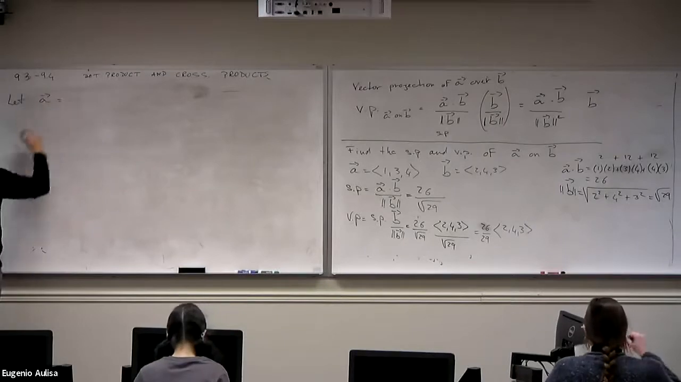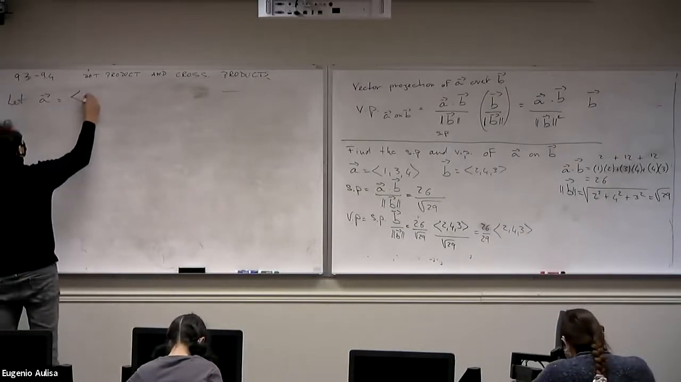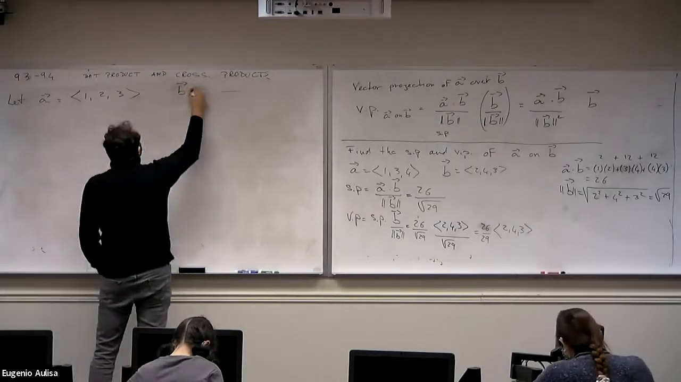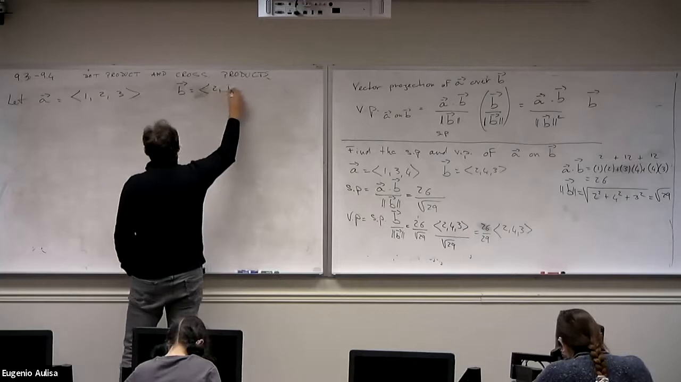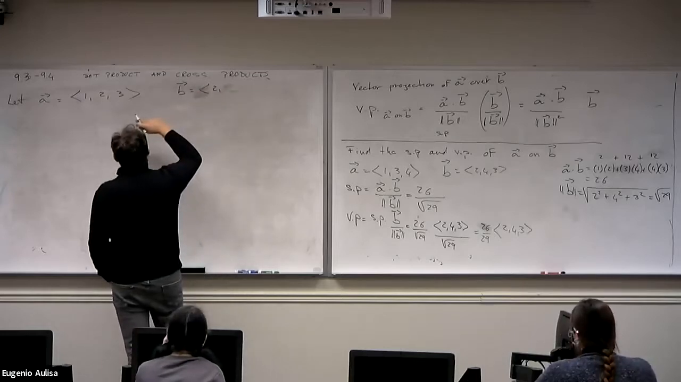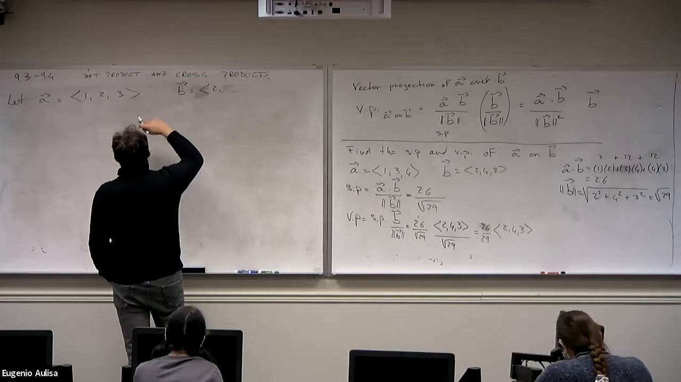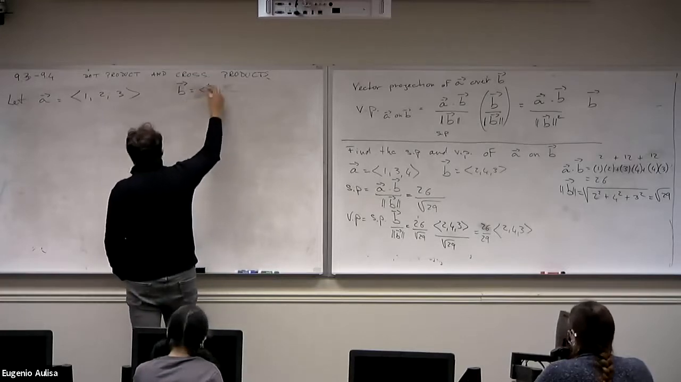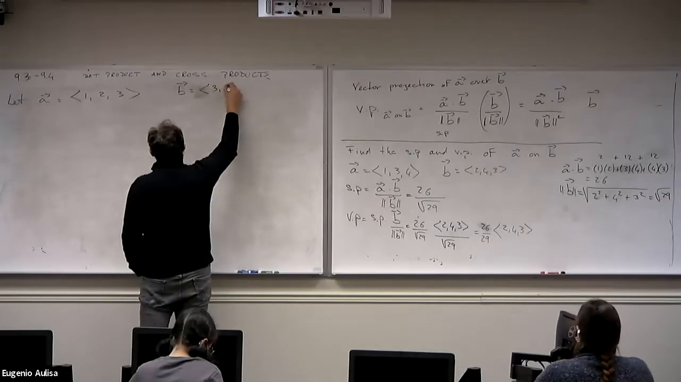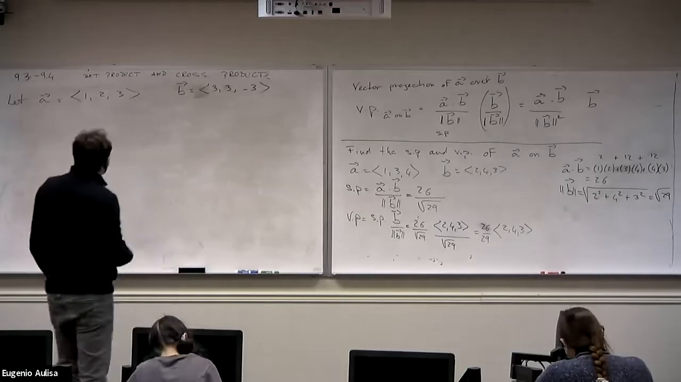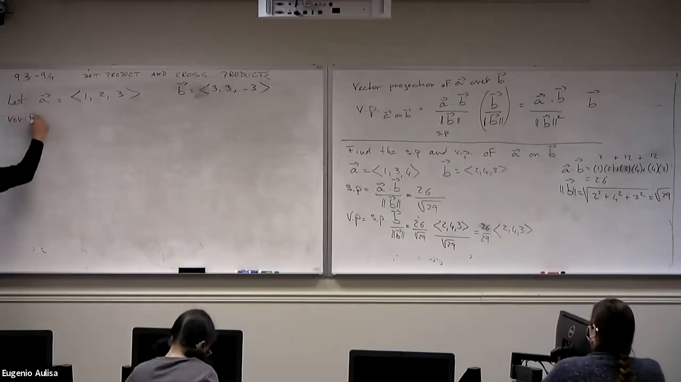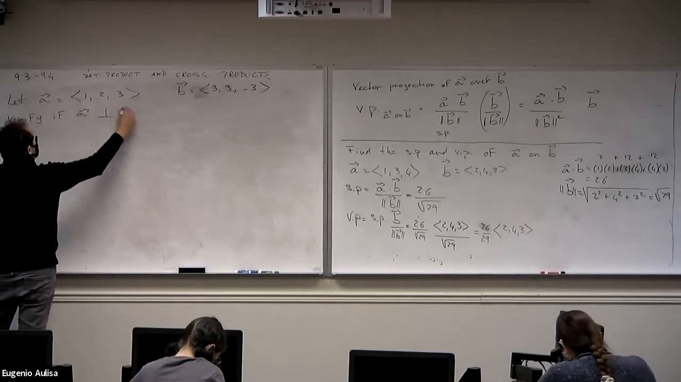Let A equal 1, 2, 3, and B equal 3, 3, -3. Verify if A is orthogonal to B.